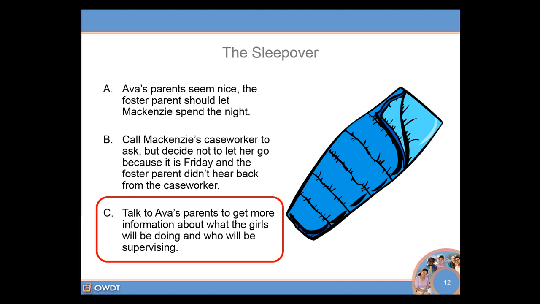If the foster parent feels comfortable after talking to Ava's parents and has reviewed the factors that should be considered when applying the standard, they can approve Mackenzie to spend the night.